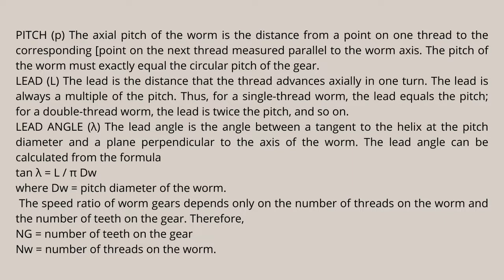The speed ratio of worm gears depends only on the number of threads on the worm and the number of teeth on the gear. Therefore, Ng is equal to the number of teeth on the gear, and Nw is the number of threads on the worm.